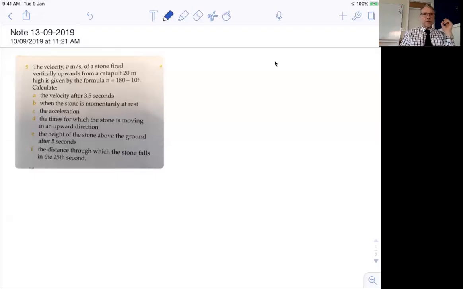Now, so here we go. Here's question number 5. We're starting with a velocity statement. It's always worth highlighting the information that we've got. We're told the catapult is 20 meters up. And we'll start each particular problem, as I've usually done, with S, V, A.